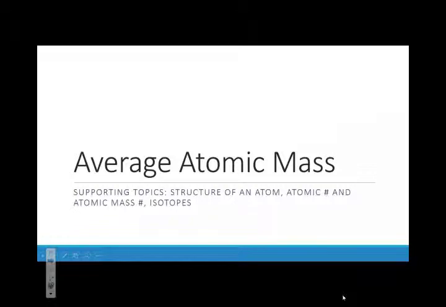The average atomic mass can be a little tricky for students because they confuse it with the atomic mass number. They're not the same thing. You'll want to make sure you've watched the structure of an atom video as well as the videos on atomic mass and atomic number and atomic mass number and isotopes, because all of those are foundational topics that will help you understand this one.